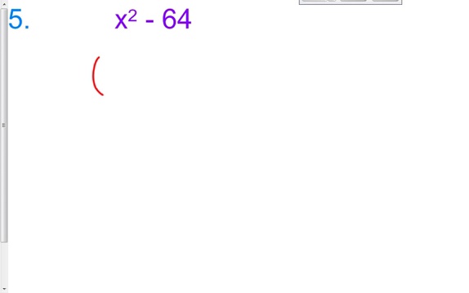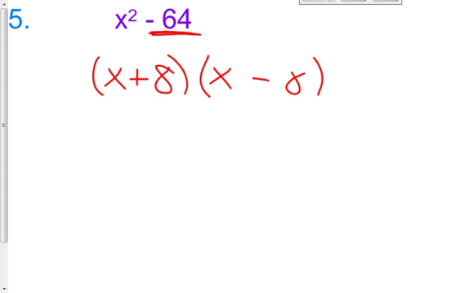So we start off by making two parentheses. I know that the difference of two squares always has a positive in one and the negative in the other. I have x squared, which is a squared term. It is x times x. And then the second term is a 64. 64 is also a term that is squared. That squared term is 8. 8 times 8 is 64. So we're going to have a positive 8 right here and a negative 8 over here.